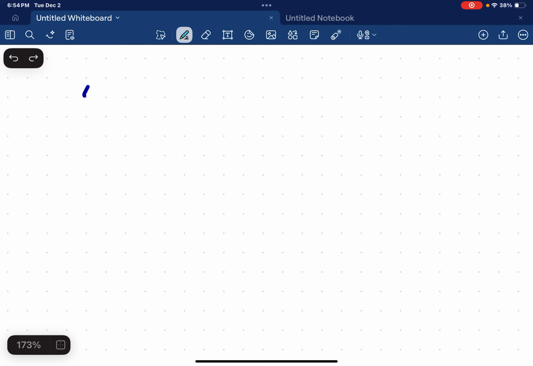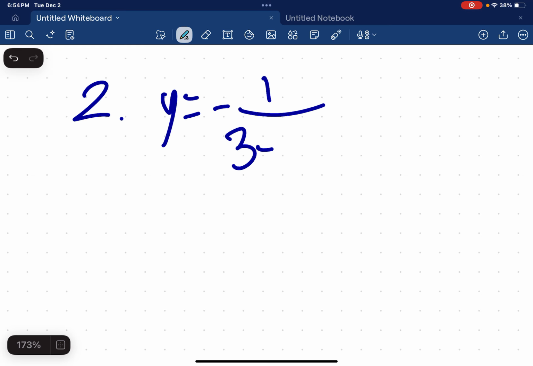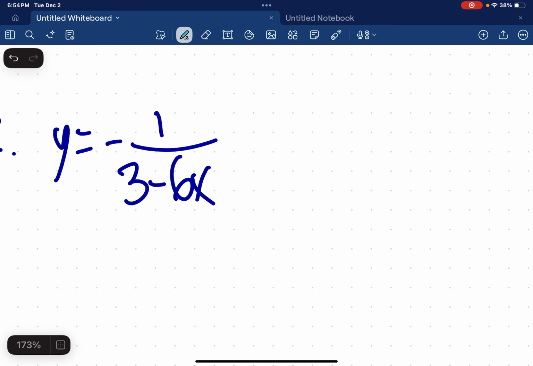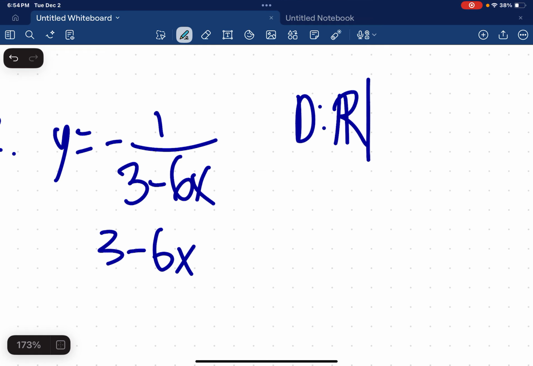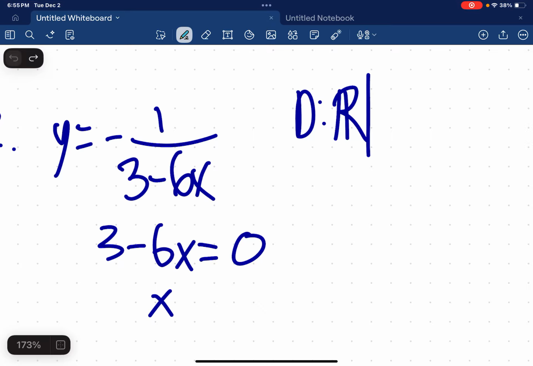Let me try to write in the lines here. y is equal to negative 1 over 3 minus 6x. Okay, same thing as last time. Let's go ahead and just set our domain equal to all real numbers and then find its limitation. Once again, the denominator cannot equal 0. So that means x cannot equal, or just 1/2. Okay, I'll write it out, I guess.